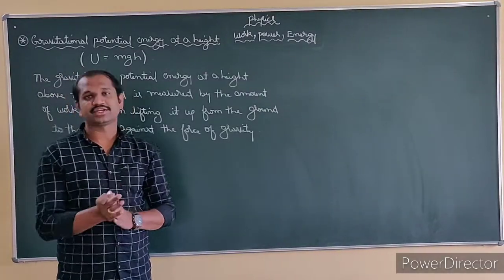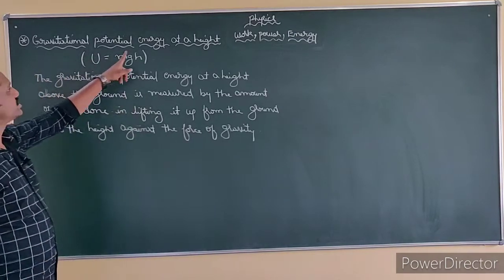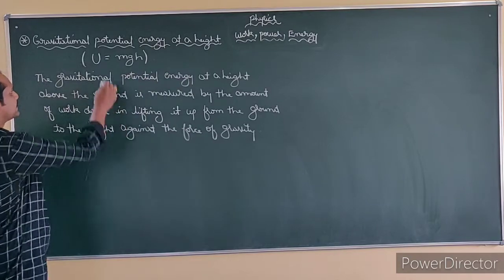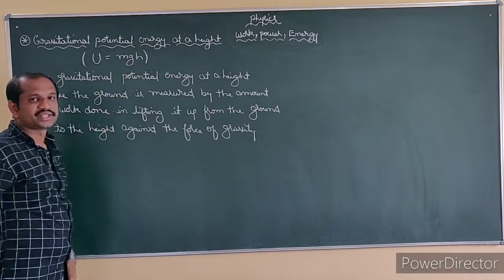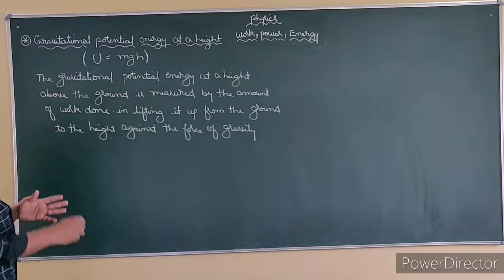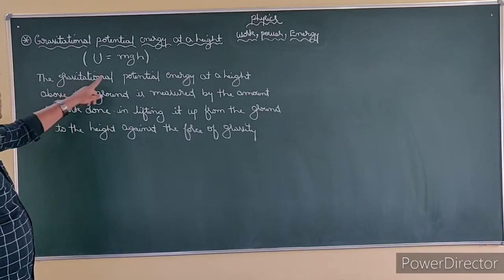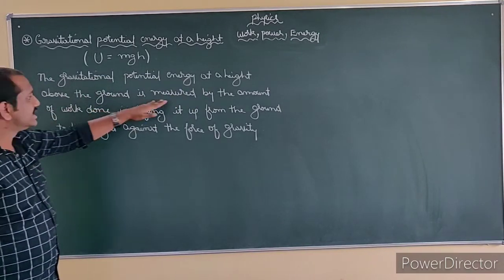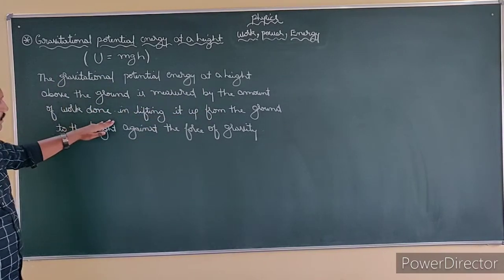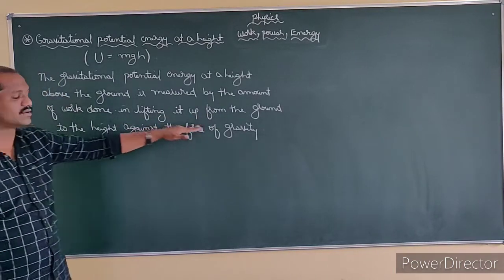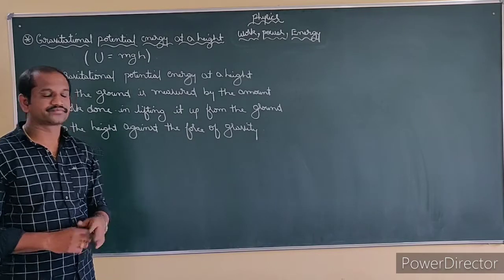Now we have the derivation for gravitational potential energy, so that we get the expression U = mgh. Let me explain some concepts before deriving it. The gravitational potential energy at a height above the ground is measured by the amount of work done in lifting it from the ground to that height, which relates to the force of gravity.